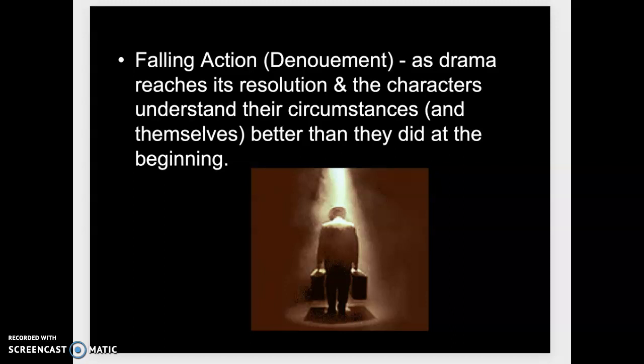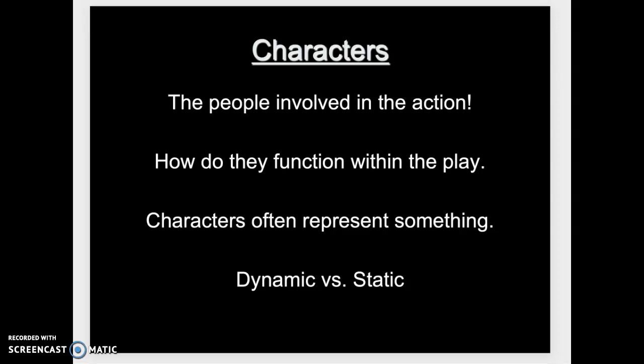The characters, right? The characters are the people involved in the action, right? How do they function within the play? There are main characters, there are minor characters. Characters can also represent things. They can be physical manifestations of ideas, right? Good versus evil, light versus dark, right? Characters can have meaning beyond who they are.